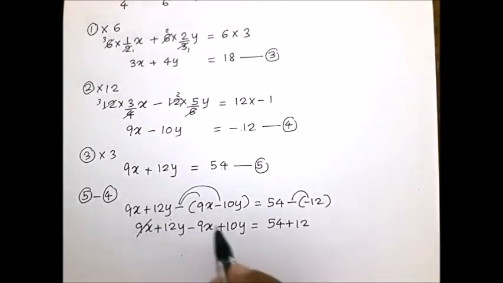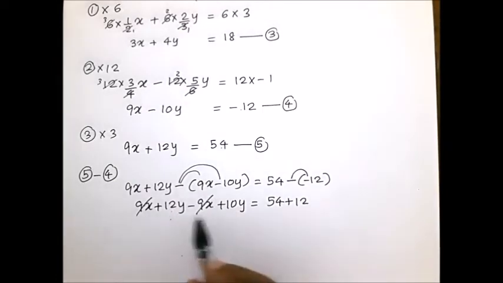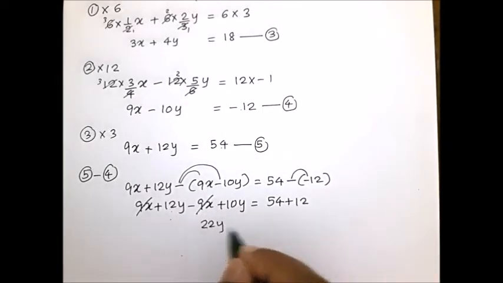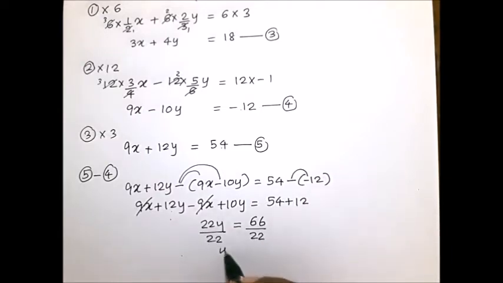Now you can cancel 9x plus 9x and minus 9x. 12y plus 10y, 22y. Here 66. To find y, divide both sides by 22. Y equal 3.